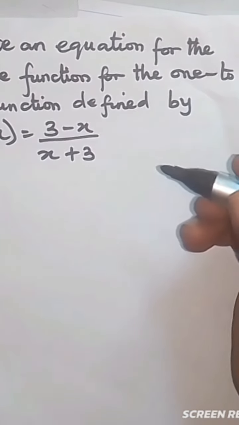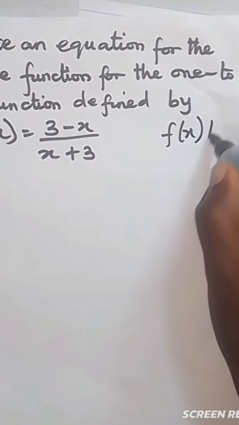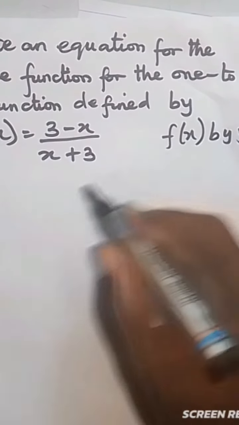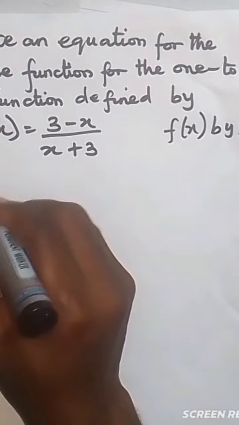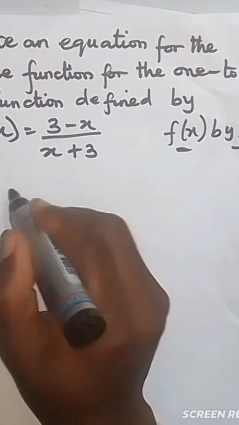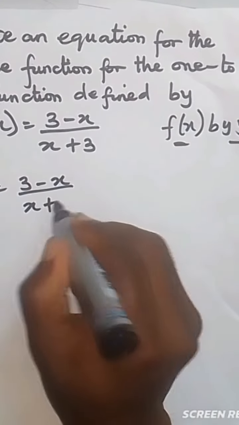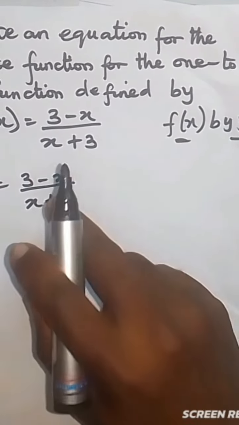I told you step 1 is to replace f(x) by y. So that means f(x) will be y. You have replaced f(x) now by y. That's our step 1: y = (3 - x)/(x + 3). That is our step 1.